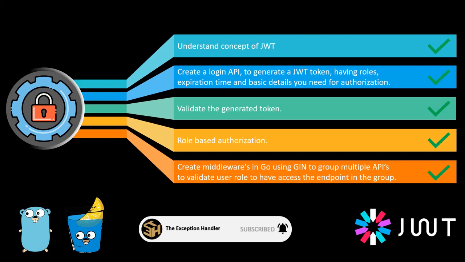So with this, we have already covered how to validate a JWT token, role-based authorization, and how to create some middleware and group your APIs in Go together.